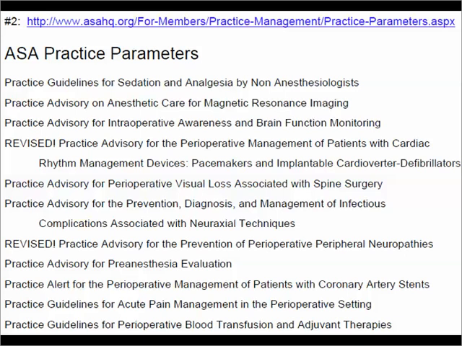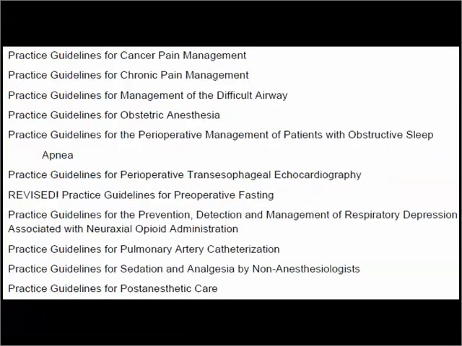Pre-anesthesia evaluation, of course, is a big one, and there's one about preoperative fasting. I think that's one of the more recent revisions. Blood transfusion. I mean, these are the heavy-duty documents, and there's an important one here. It says revised, and this is a couple of years ago, about perioperative management of patients with electronic cardiac devices. This is, again, the finishing of that list.